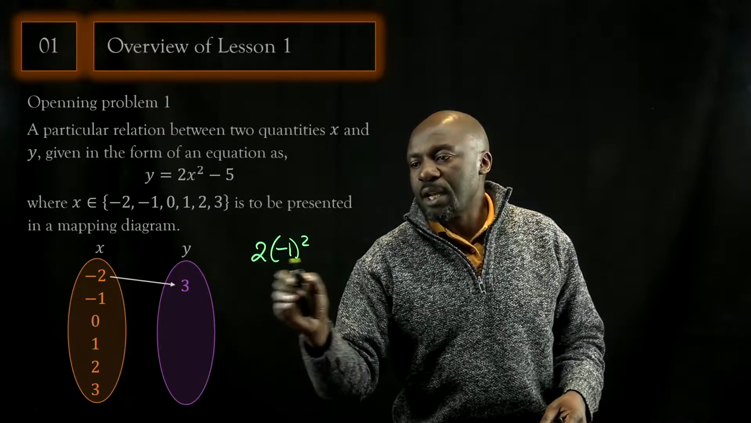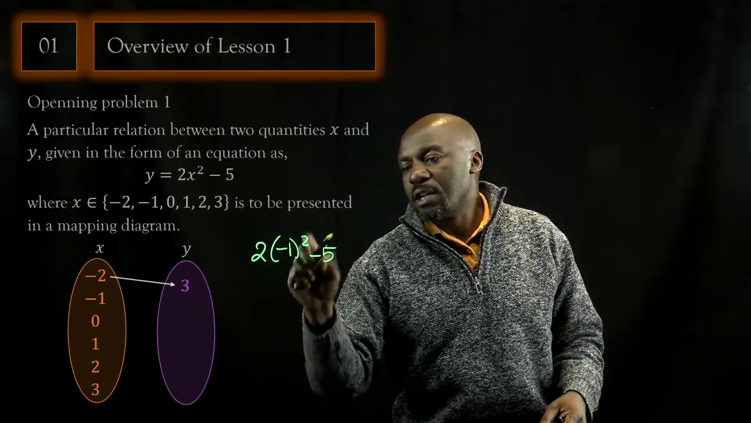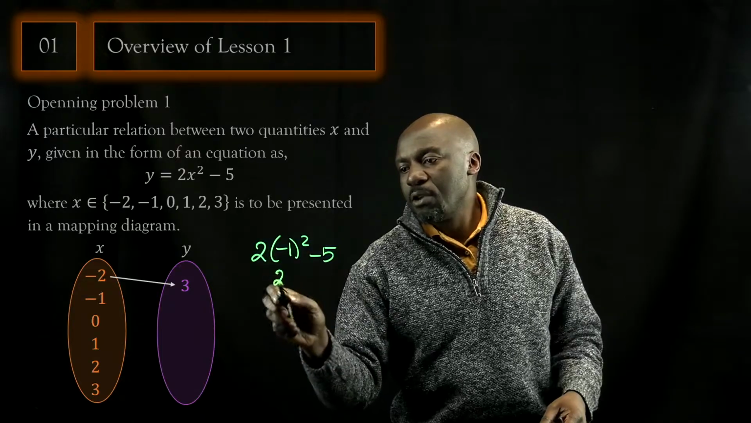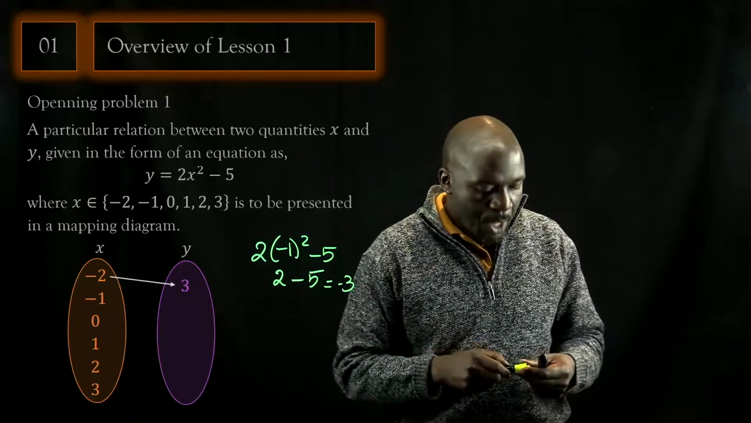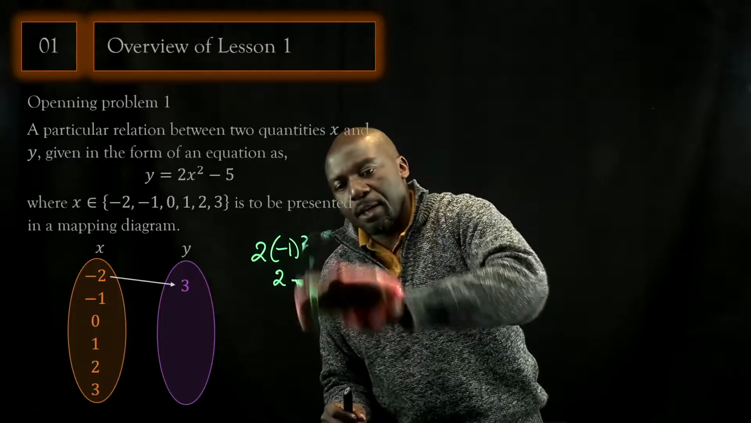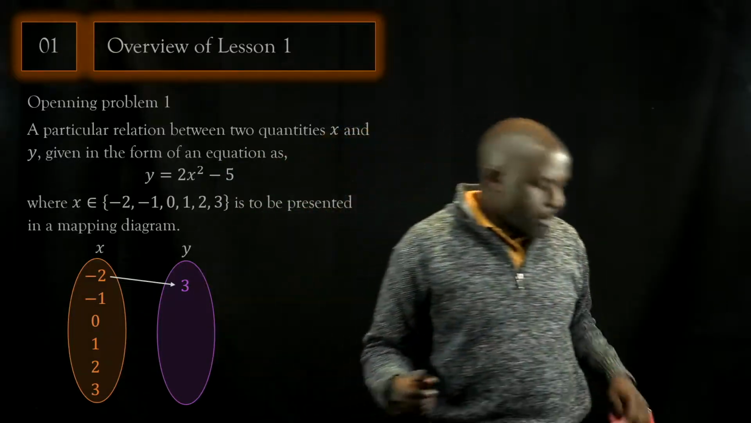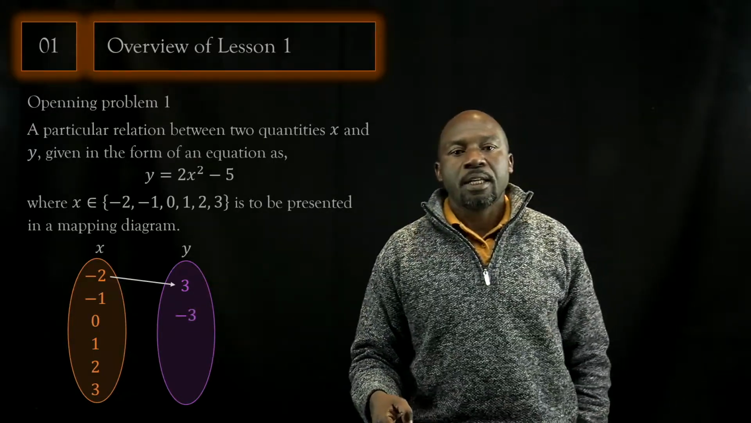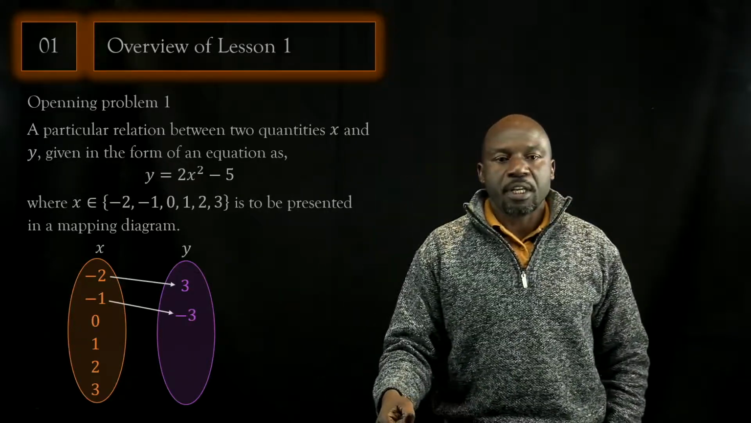And this is why we end up with, so this is -5. And so this -1, everything squared is +1 times 2 is 2. And so 2 minus 5 will give us -3. Yes? And so that's how we end up with -3. And so when x is -1, the value of y is -3. And of course, we draw the arrow to indicate the mapping.